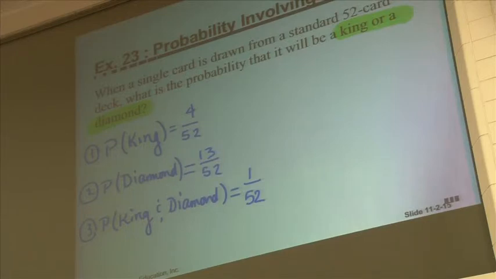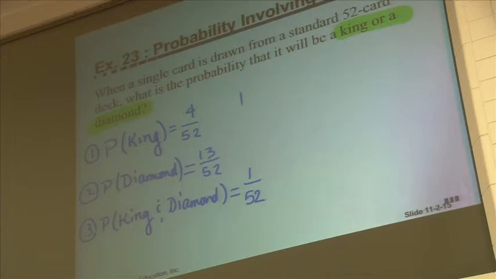Travis said king or dice. He says king or dice. Right, king or dice. The formula says you take the probability that it's a king plus the probability that it's a diamond, and you have to subtract away the part that's in common. So what would be in common is king and diamond. It's all part of the formula. If you look at the wording, I think it's like 2 or 3 slides back.